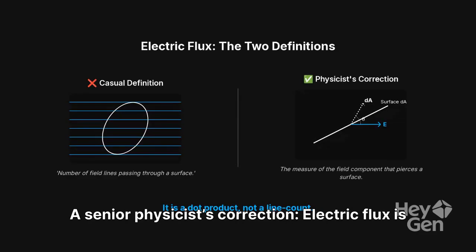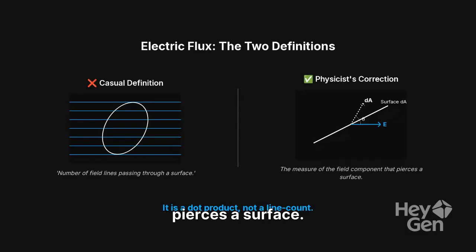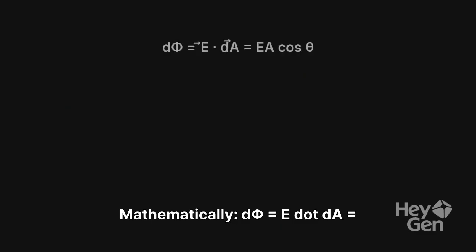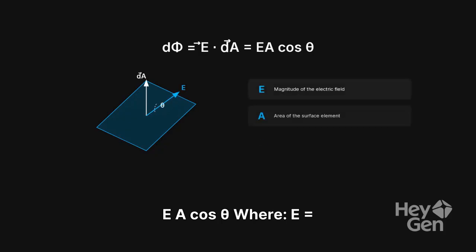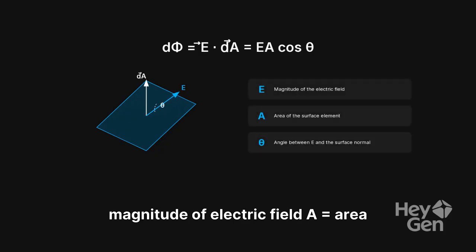A senior physicist's correction: electric flux is the measure of the field component that pierces a surface. It is a dot product, not a line count. Mathematically, dφ = E · dA = EA cos θ, where E is the magnitude of the electric field, A is the area of the surface element, and θ is the angle between E and the normal to the surface.